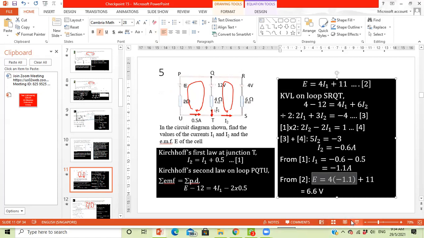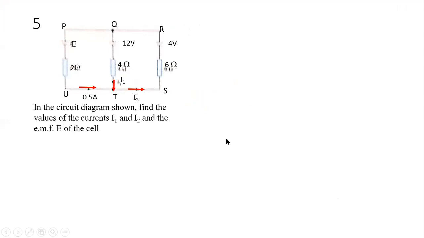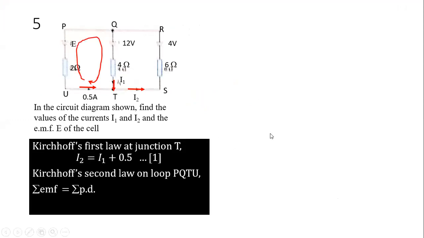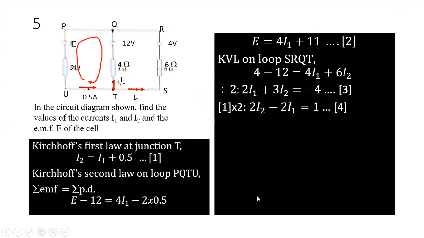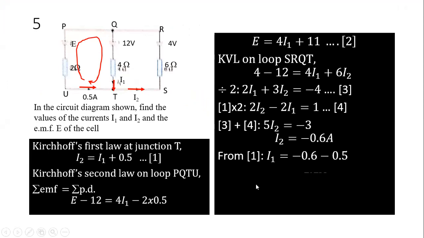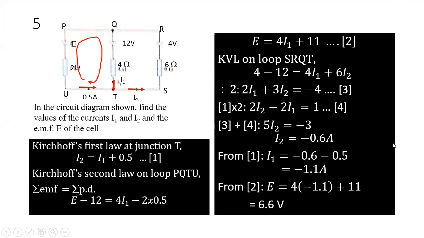Okay, from equation 2, here's the equation 2. You calculate your I1, so put in your value. 4 times your I1, minus 1.1. That's your 11. So you can see 6.6.